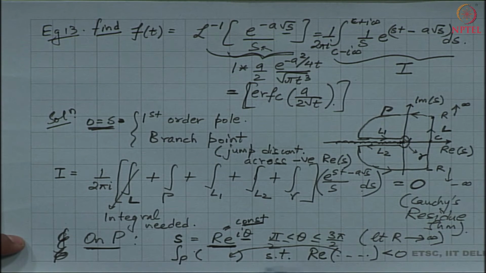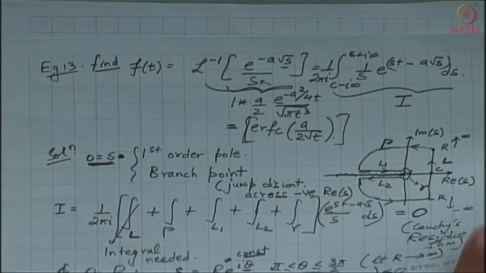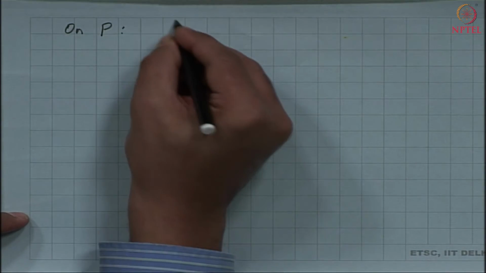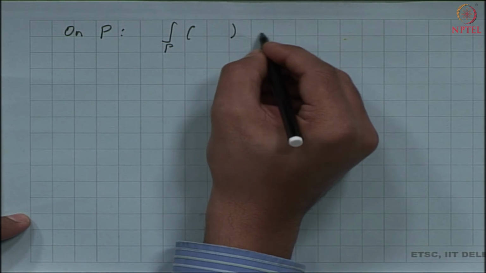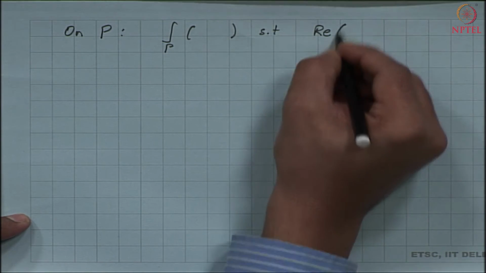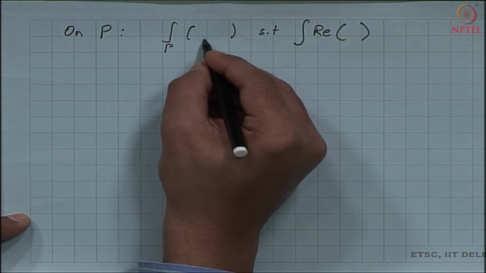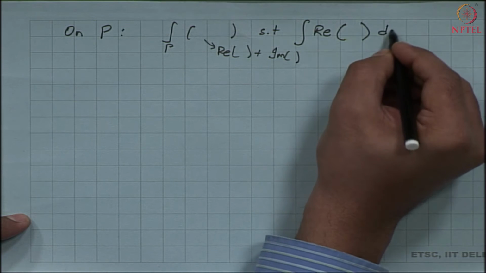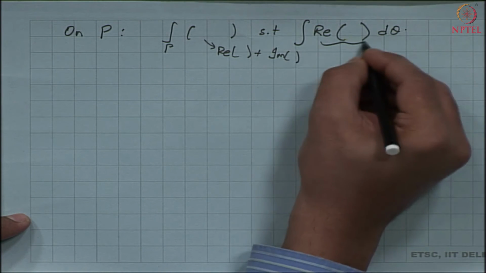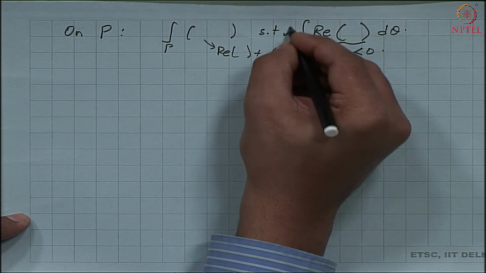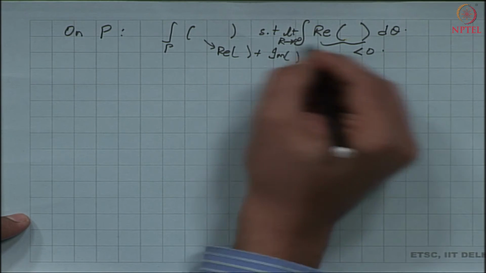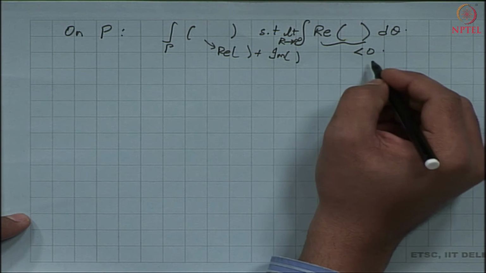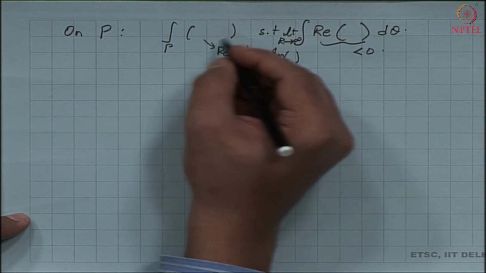So, let me just repeat what I just said. On the curve gamma, my integral is such that I can break it down into the real part and the imaginary part. The real part is negative, and when we take the limit r tending to infinity, in the limiting case this real part vanishes.